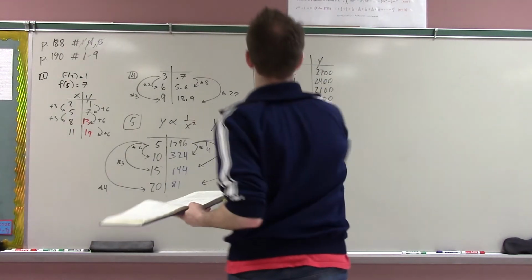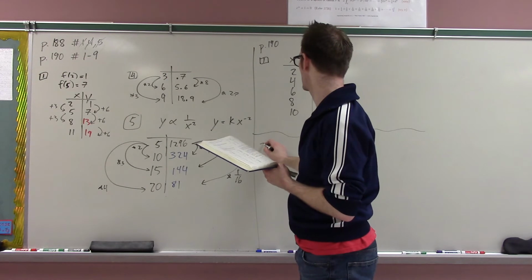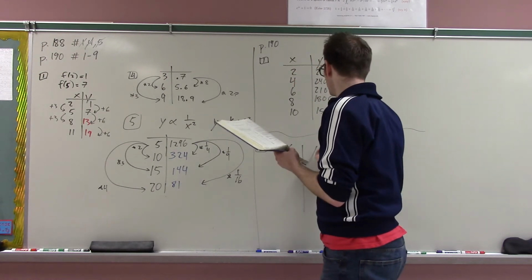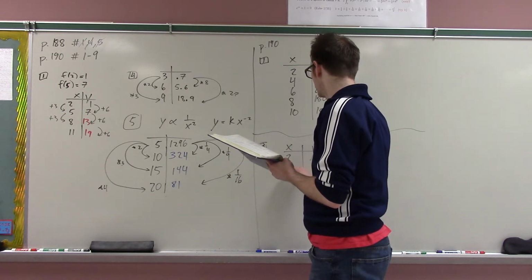Let me do a couple of these at once. What am I doing? 1 through 9 odd, so that's 3. This is 2, 4, 6, 8, 10.